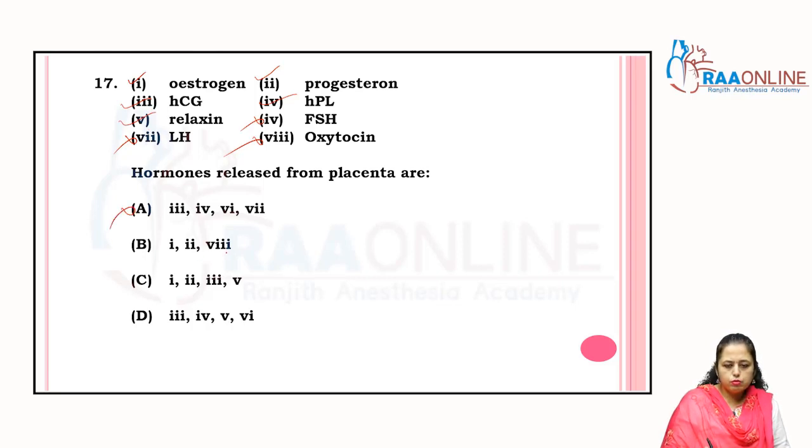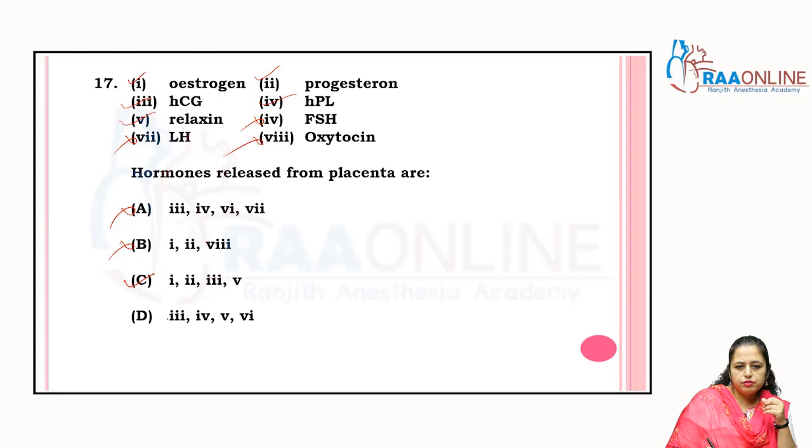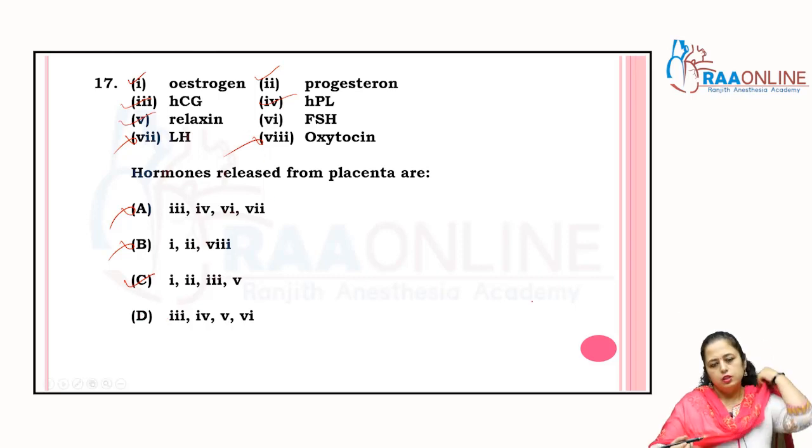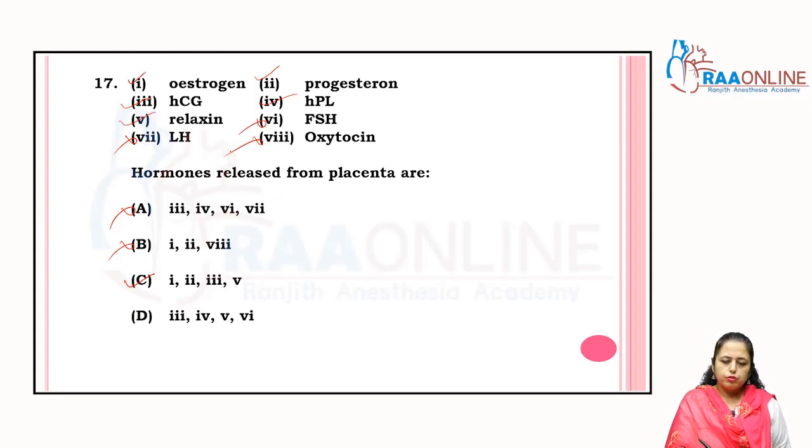1, 2, 3, 5. 3, 4, 5, 6. Which one is 6? Right, 6 is FSH, which is also not secreted by the placenta, so that is also cancelled. So the 17th answer is C, right?